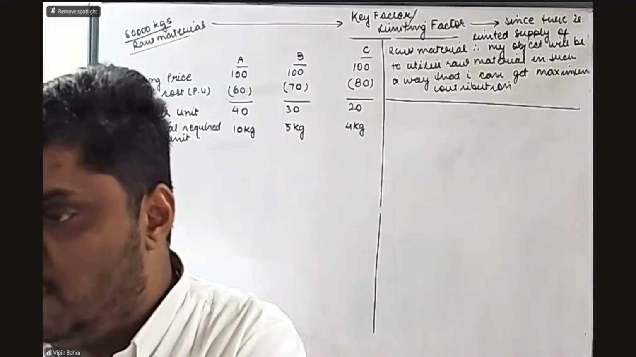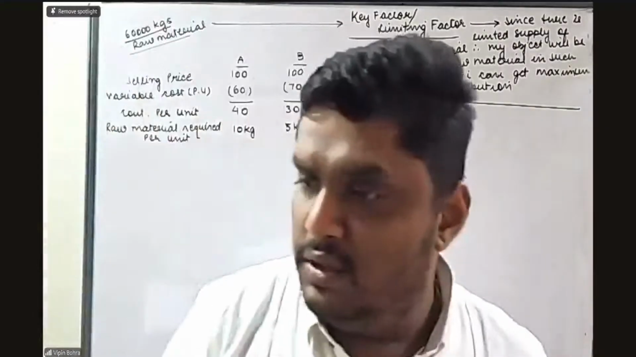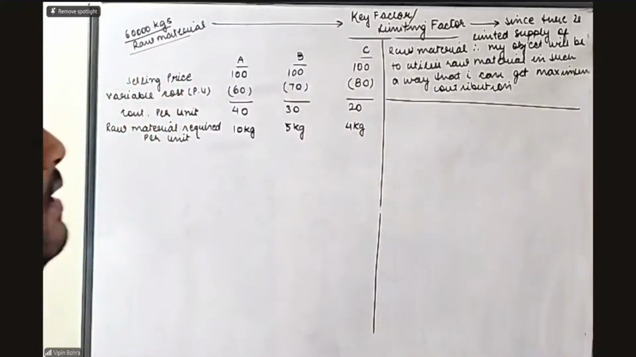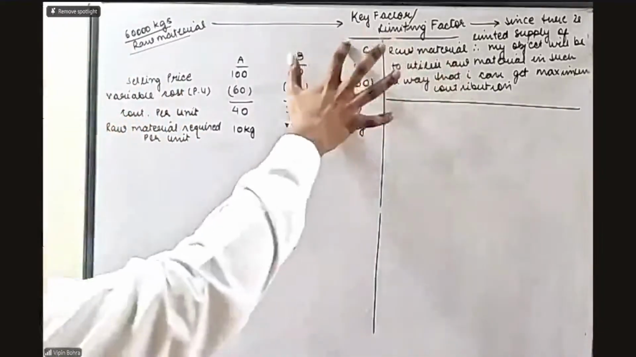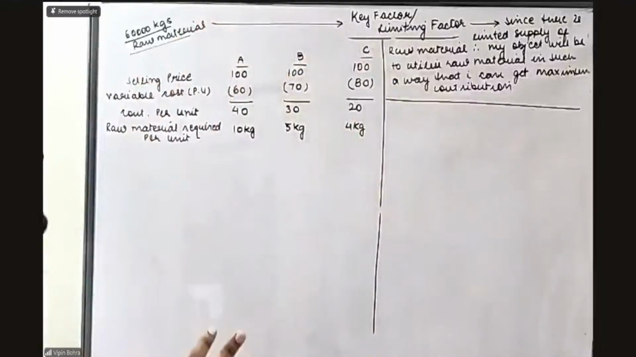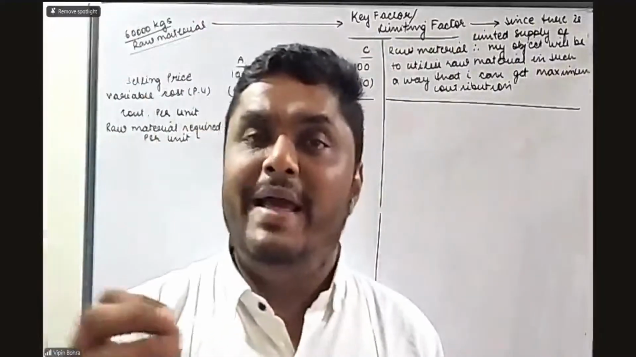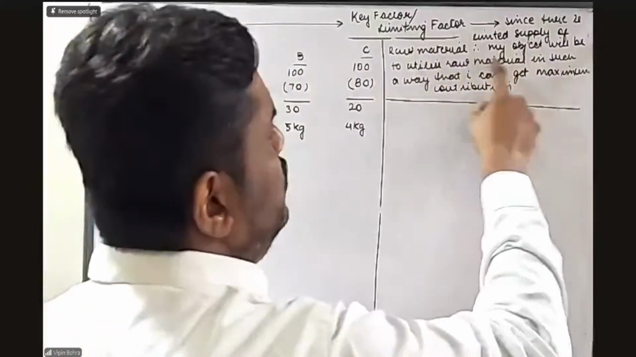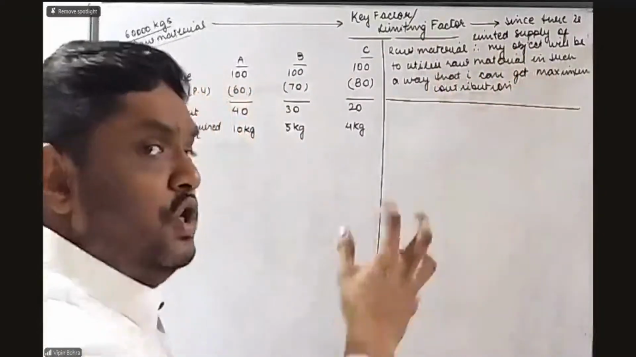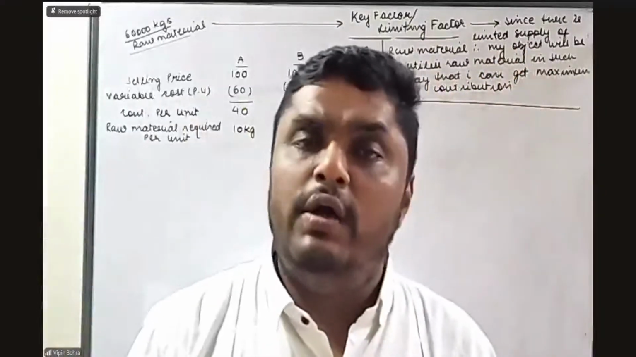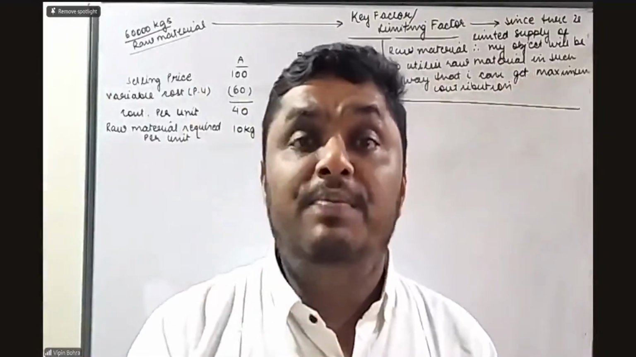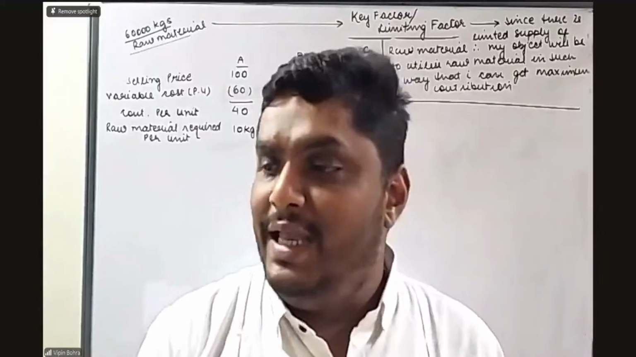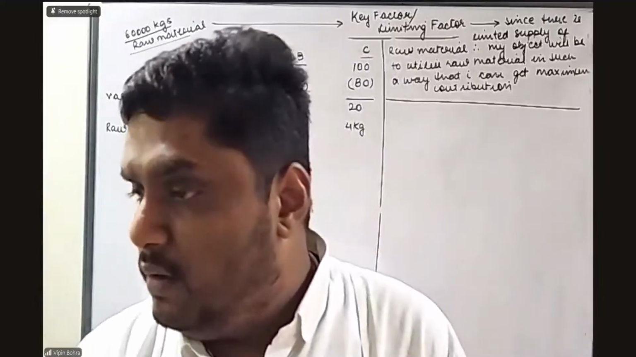So see, I've got a mixed opinion. Now see what I said, that in this question, the key factor is what? My raw material is my key factor. So my object will be to utilize raw material in such a way so that I can get the maximum contribution out of it. My object will be to utilize the raw material in such a way so that I can get the maximum profit out of it.